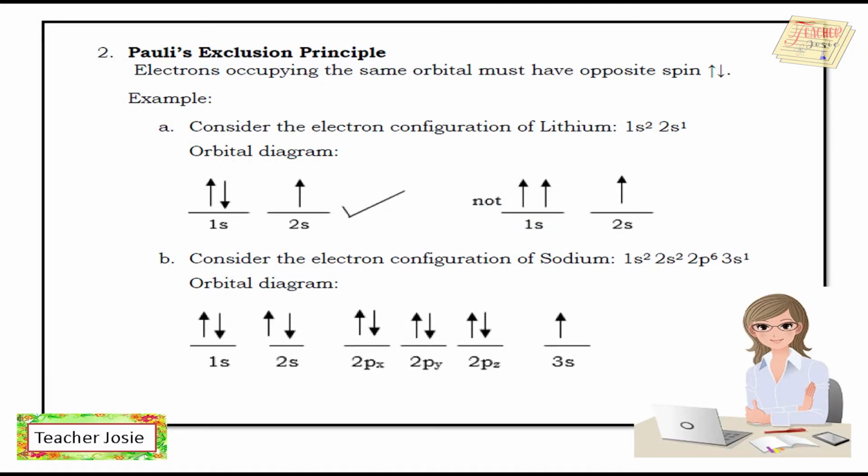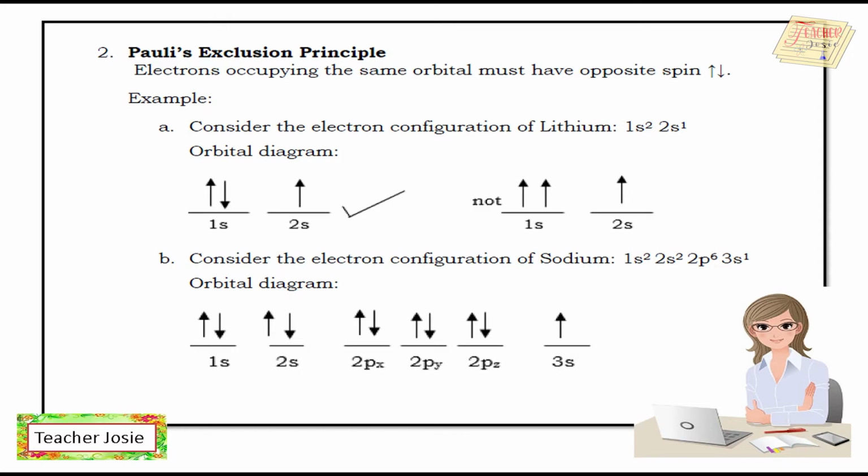The second is Pauli's exclusion principle. Electrons occupying the same orbital must have opposite spin. Consider the electron configuration of lithium, 1s2 and 2s1. The orbital diagram we have here: 1s has opposite spin. 2s has only 1 because there is only a superscript of 1.